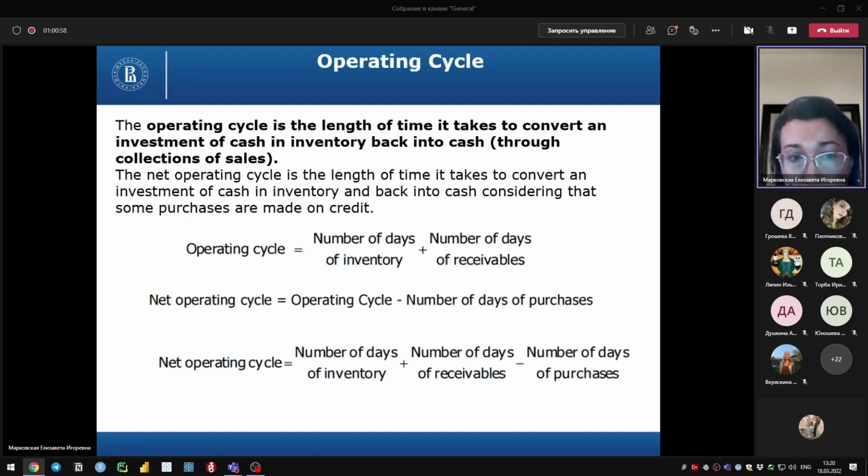For example, you may see the main formulas on the slide. The operating cycle is the length of time it takes to convert an investment of cash and inventory back into cash. And the net operating cycle is the length of time it takes to convert an investment of cash and inventory back into cash, considering that some purchases are made on credit. So that's why the net operating cycle is the sum of the number of days of inventory and the number of days of receivables, meaning accounts receivable, minus the number of days of purchases.